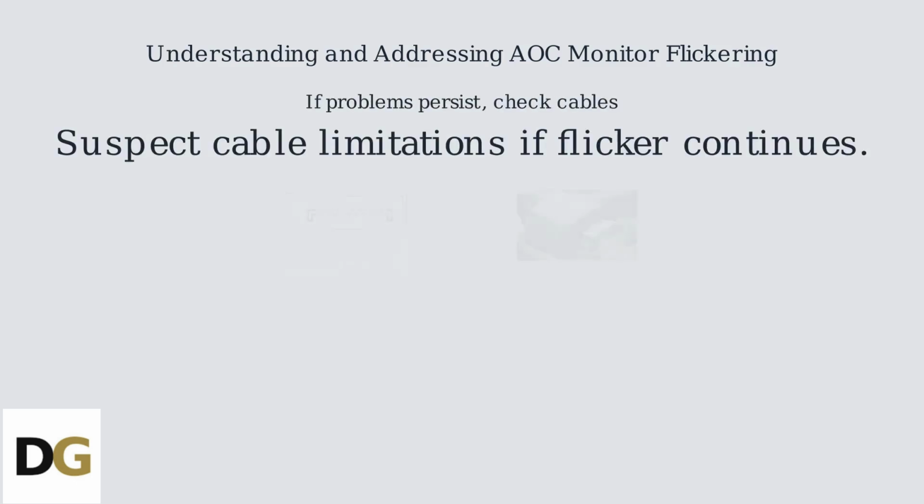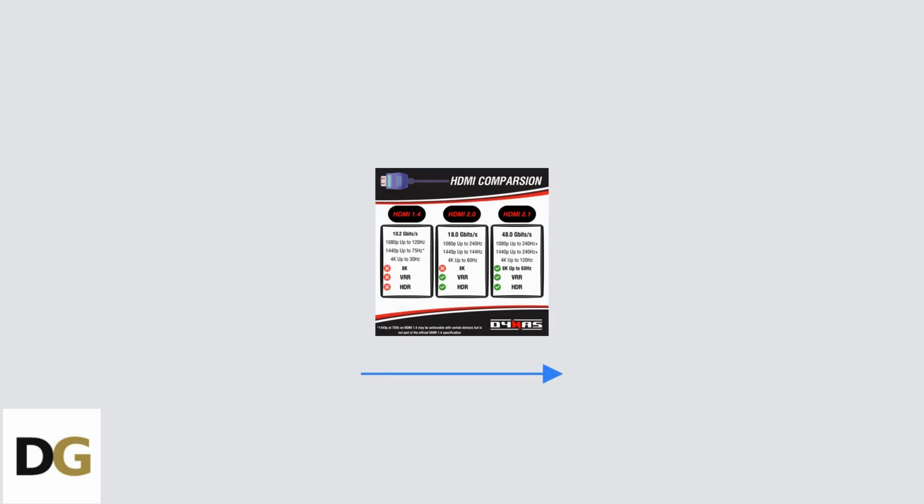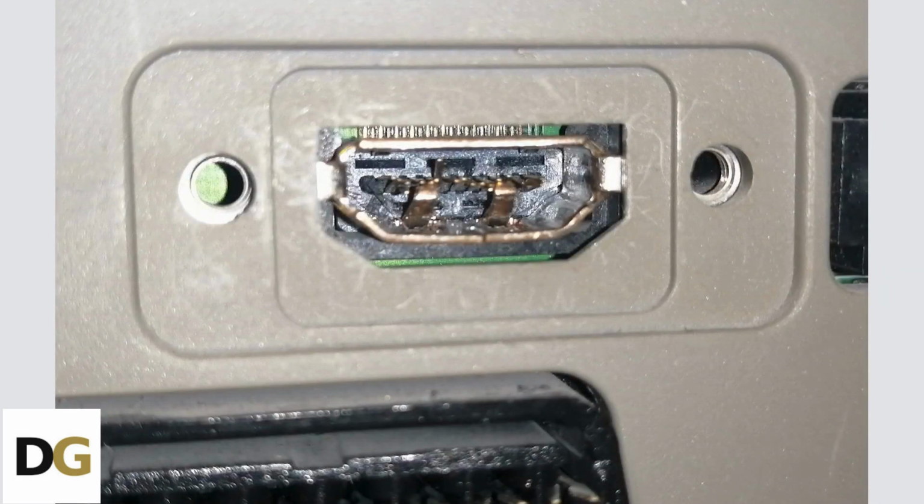If flickering persists after these steps, suspect cable limitations as the cause. Flickering can be caused by outdated or faulty cables that can't handle high bandwidth, especially at 4K resolutions or high refresh rates. HDMI 2.0 cables may max out at 60 Hz for 4K, causing flicker in 144 Hz games. Switch to HDMI 2.1 or DisplayPort 1.4 Plus to ensure adequate bandwidth. Inspect your cables for bent pins or damage that could degrade the signal. Test with a known good cable to isolate this issue.